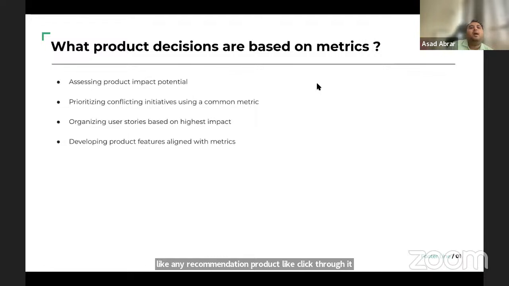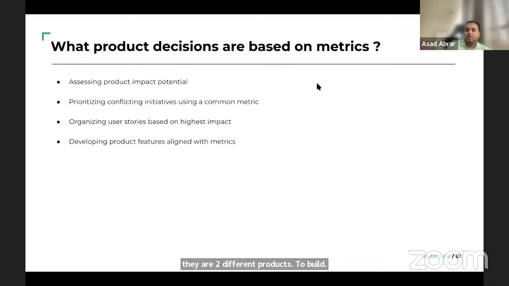Okay. Prioritizing conflicting initiatives, so assessing product impact potential. You need to estimate how much the impact is going to be before somebody says, okay, you should be building this. That is where product metrics are helpful. When there are two objectives or two different products to build, how do you prioritize between them?